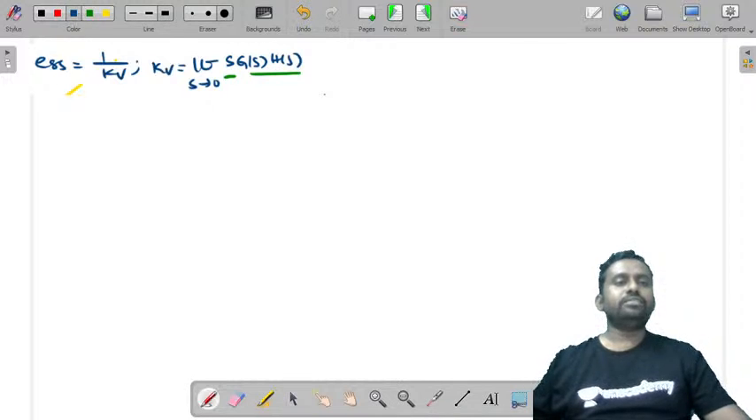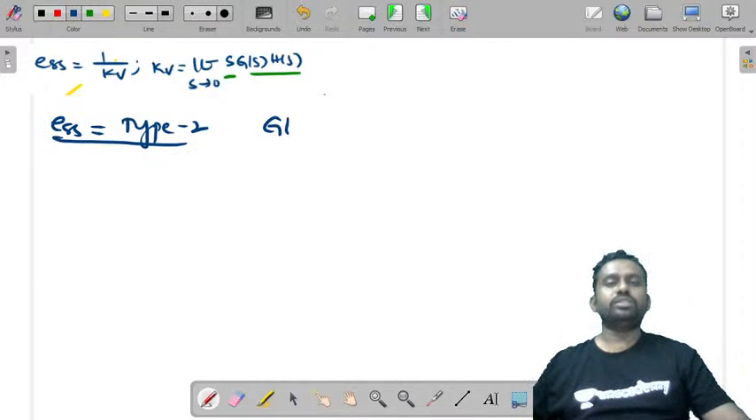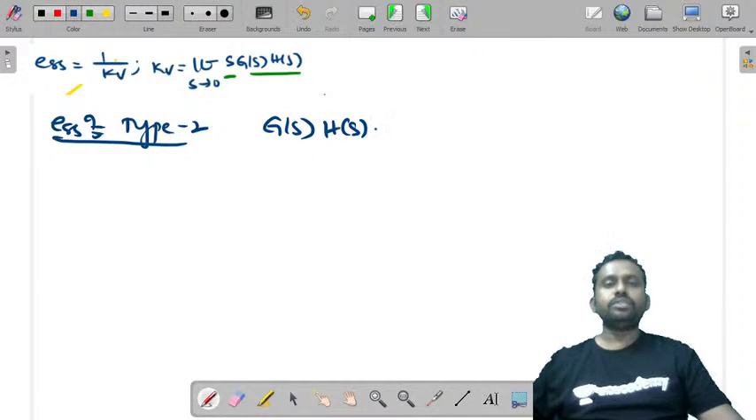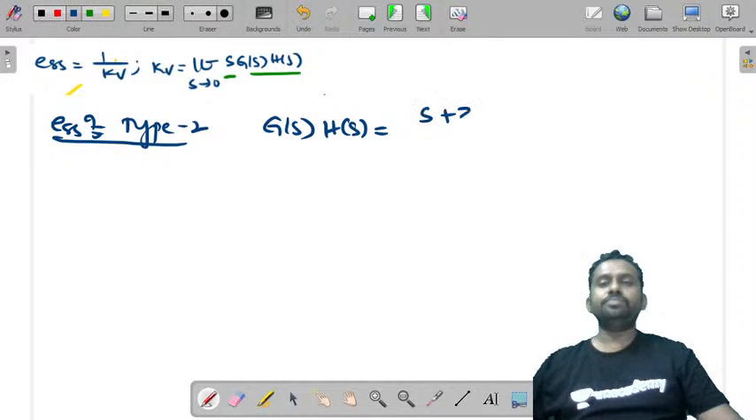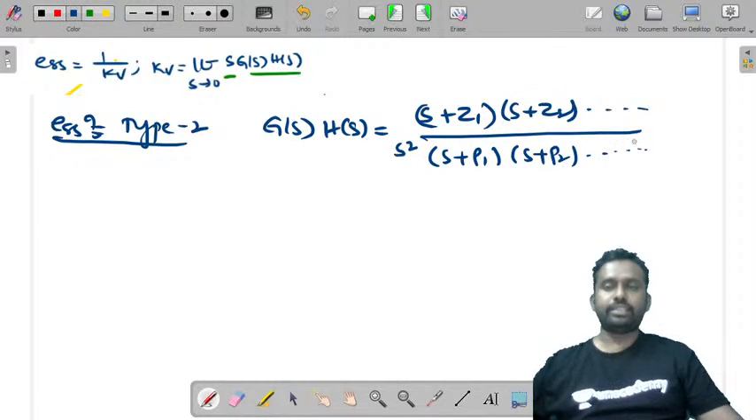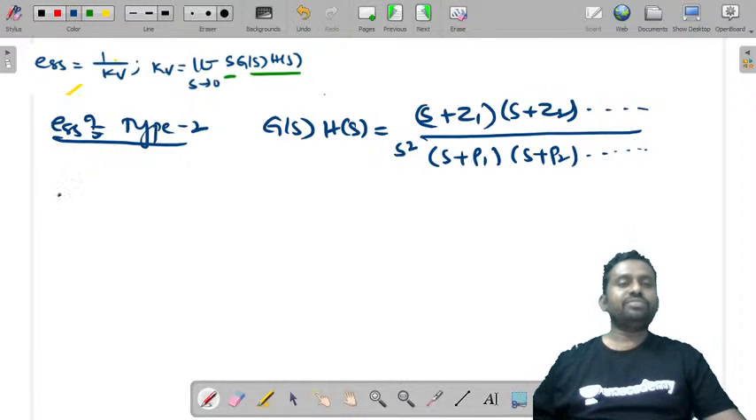Now let's find ess for type 2 system. Let's write type 2 system first. G of s into h of s is equal to s plus z1 into s plus z2 and so on by s square into s plus p1 into s plus p2 and so on. We can write it like this.